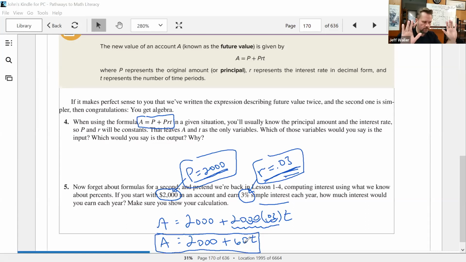So for this account with this much money, that is the equation. What would the input be for this formula? Time. And what's the output? It must be the A, the amount of money, right? So for any time I put in, I'm going to get an amount of money out. That'll be my output. All right. I'm going to clear this, go to the next page.